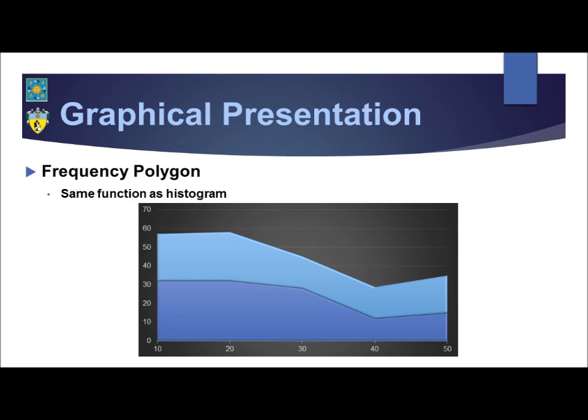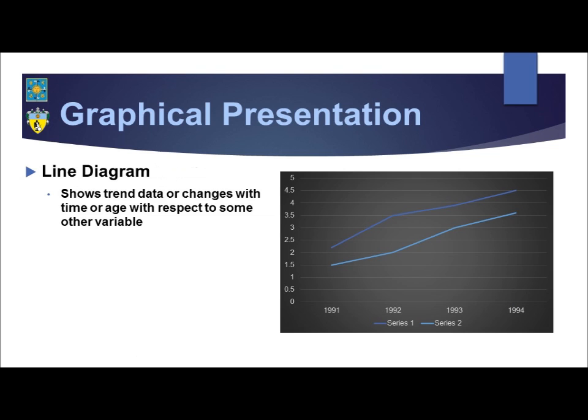Another type of graph is your frequency polygon, which has basically the same function as your histogram. It is used to present information about your continuous variables. Please take note that this frequency polygon is more advantageous compared with your histogram if two or more distributions need to be depicted in one graph. So instead of making two or more histograms, you can present the information about two or more distributions using a frequency polygon. The next type of graph is your line graph or your line diagram.